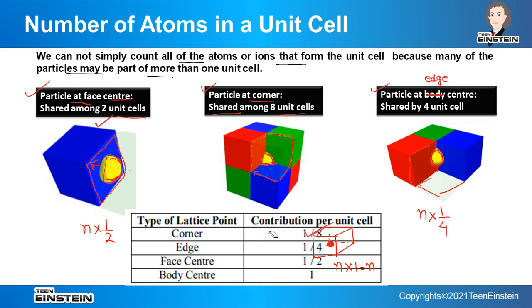So in this table we have all the information that we have seen. Corner 1/8, edge 1/4, face center 1 by 2, and body center full contribution. So these are the types of position of lattice points in the unit cell: corner, edge, face center, body center, and the corresponding contribution towards the unit cell.